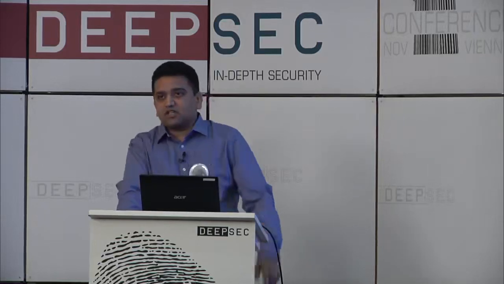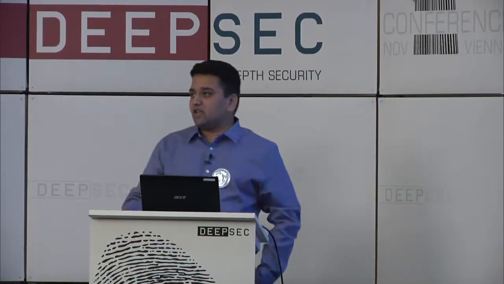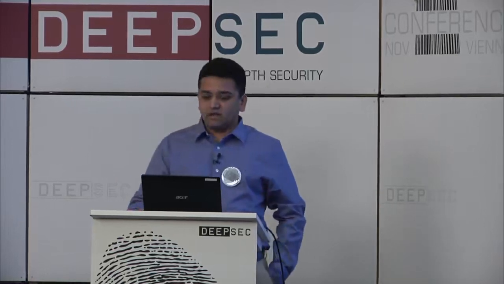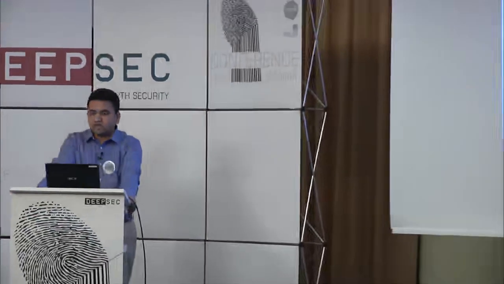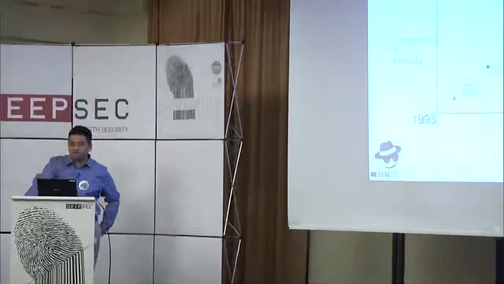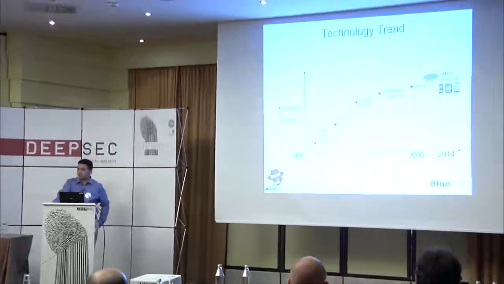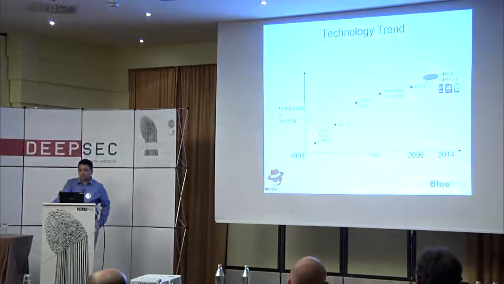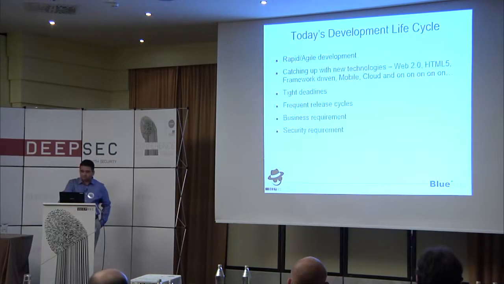So if you look at the technology trend, what has happened over a period of time is that in 1993 the World Wide Web started, and then CGI pages were introduced, and then scripted pages like ASP and JSP came into the picture, and then application frameworks like Struts and .NET. Then the Web 2.0 era came in around 2008, 2009, and now we are all talking about HTML5, HTTP 2.0, mobile applications, SOA architecture and everything.